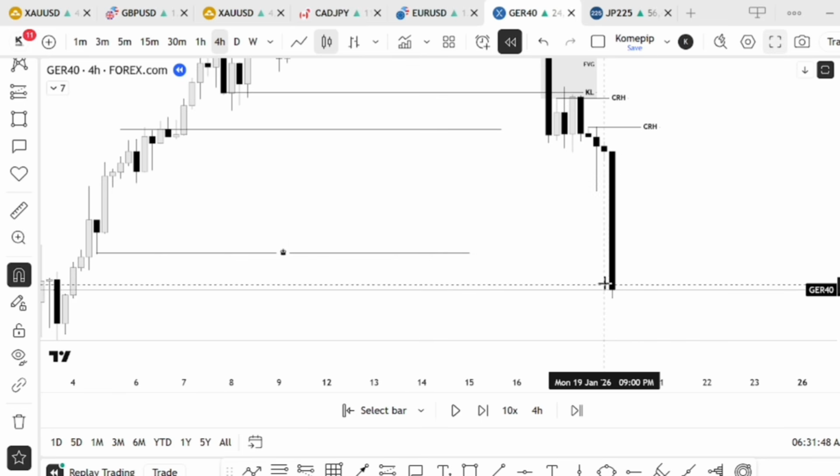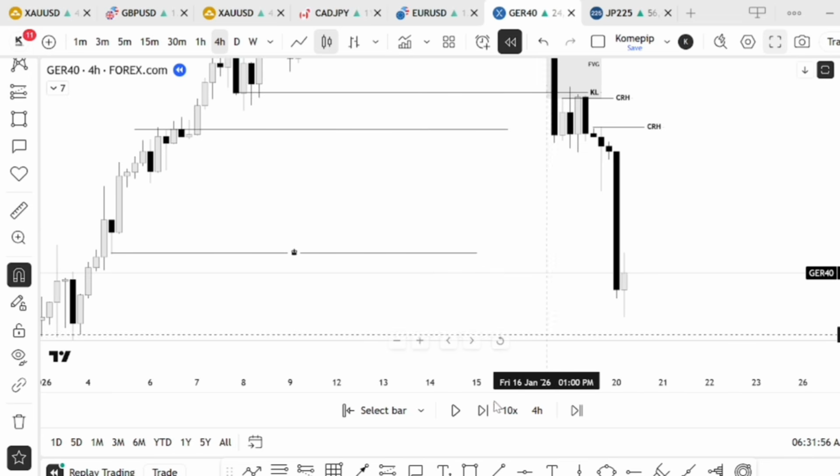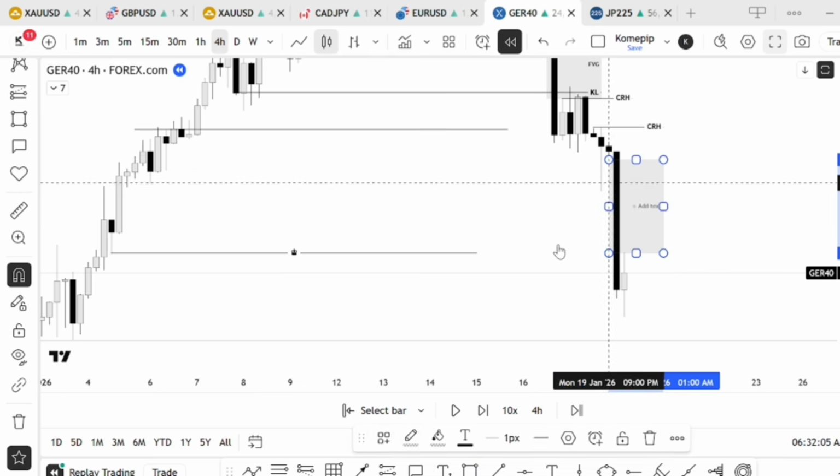So in this scenario, what do we do? We need to be patient. Yes, we need to be patient. Wait for price to do its thing. Now we have a PD array formed, we have price forming a fair value gap here. So this is a fair value gap right there.